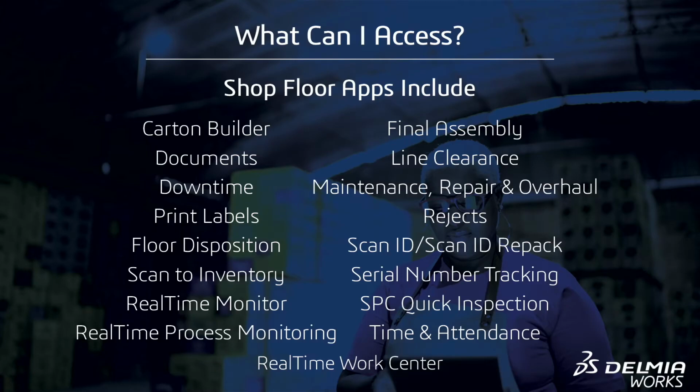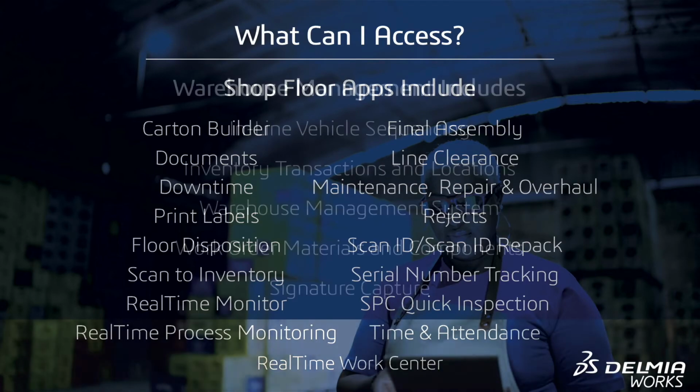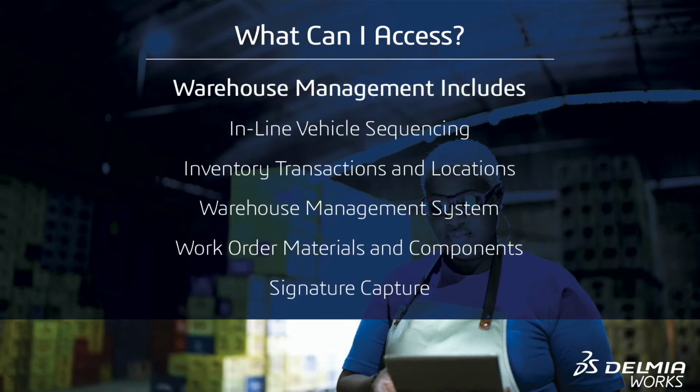Maintenance, repair, and overhaul is also an area users will have access to from the mobile applications, as well as rejects, scan ID, serial number tracking, and time and attendance. Lastly, users have access to SPC Quick Inspection. Mobile applications provide users access to warehouse management, including inline vehicle sequencing, inventory transactions and locations, warehouse management system, work order materials and components, as well as signature capture.